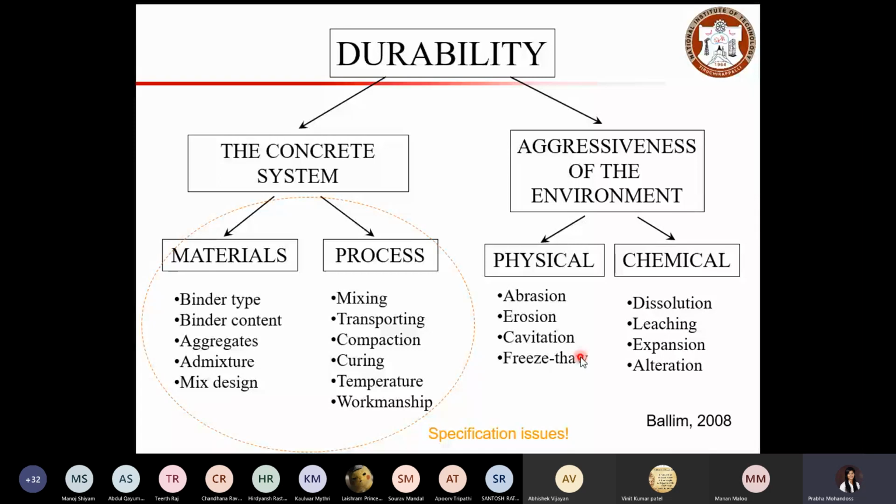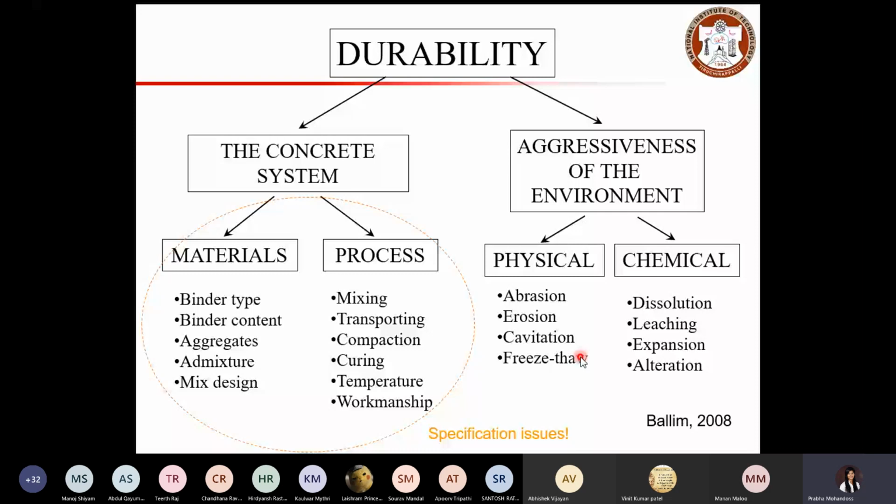So we can split the durability aspects into two categories. One is fully focusing on the concrete system alone: what are the things that we can do to have a durable performance? And then the other is external factors. So one governs the internal factors associated with the concrete, and the other is influenced by the external factors. That can be physical or chemical attack, right?